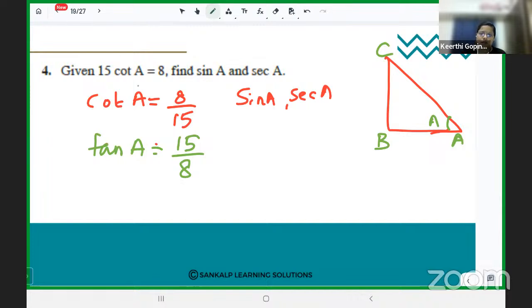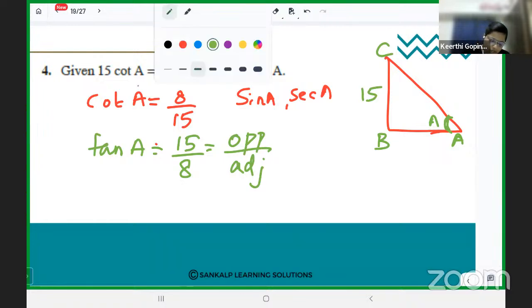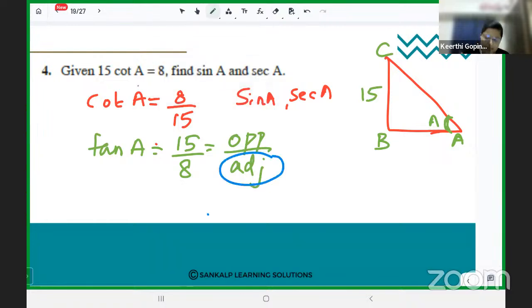Okay. So this we know that tan is nothing but opposite by adjacent. So here the side opposite to angle A is 15. Side opposite to angle A is 15. What is the adjacent side to angle A? Adjacent side, it is 8, right? So adjacent side is 8.